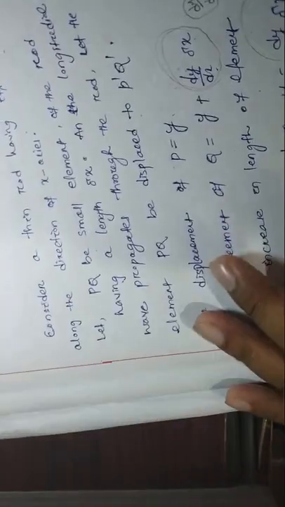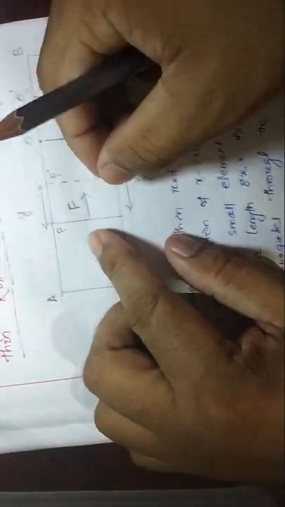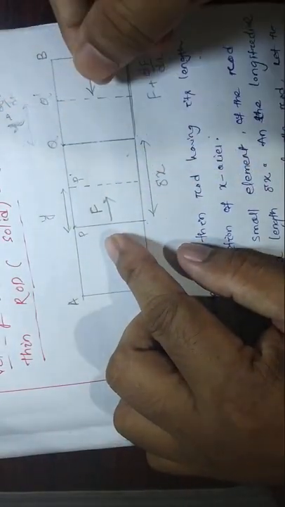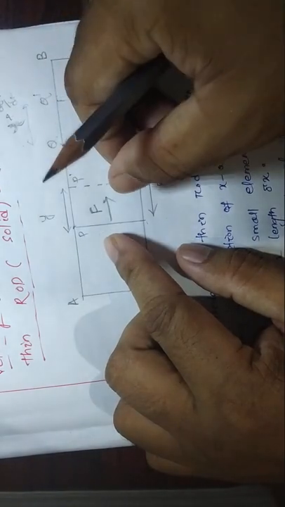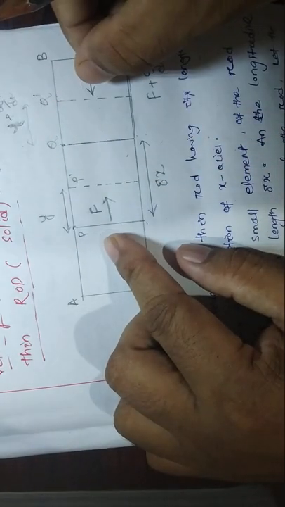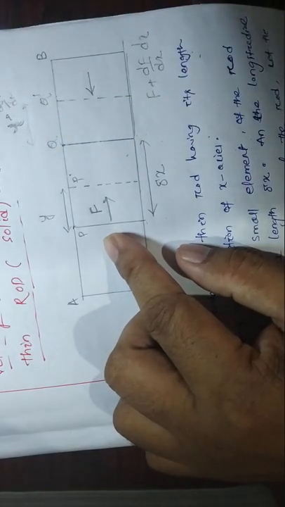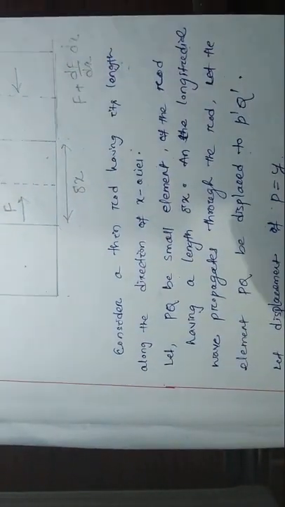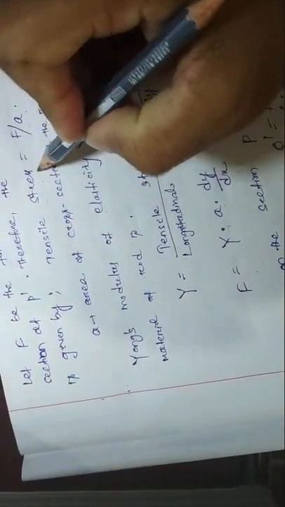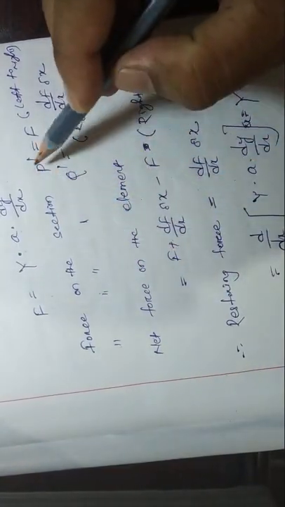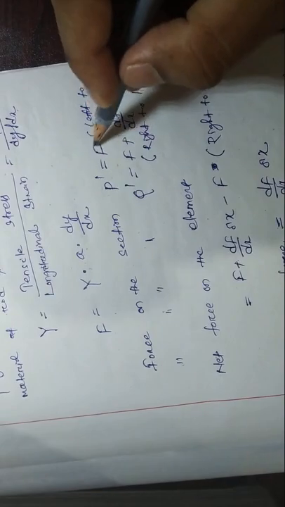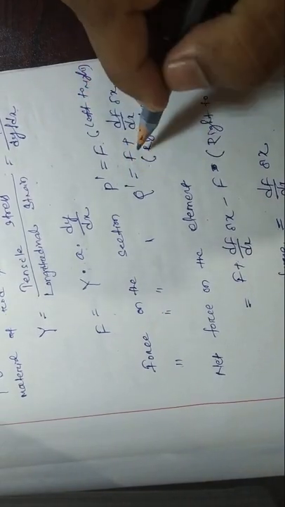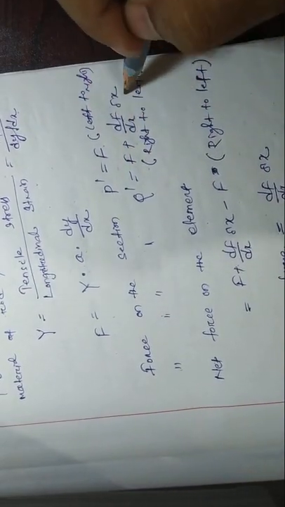So this F, what is it? This F is the so called restoring force. That means if I apply a force, then it will be displaced. That force is expressed in pressure, that is F by A. That is stress. Stress is nothing but force by area. So hence the force on the section P dash will be how much? The force at Q dash will be F plus dF by dx into delta x.